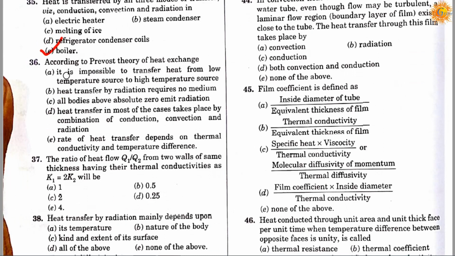Question number 36. According to Prevost theory of heat exchange, option A, it is impossible to transfer heat from a low temperature source to a high temperature source. Option B, heat transfer by radiation requires no medium. Option C, all bodies above absolute zero emit radiation. Option D, heat transfer in most cases takes place by a combination of conduction, convection and radiation. Option E, rate of heat transfer depends on thermal conductivity and temperature difference. So the correct answer is C, all bodies above absolute zero emit radiation. That is the Prevost theory of heat exchange.